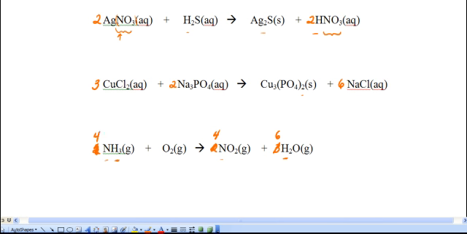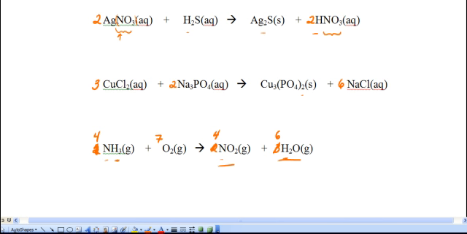And now let me just double check. I have 4 nitrogens, 4 nitrogens. I still have 12 hydrogens here, 12 hydrogens over here. And now if I count out my oxygens, I have 4 times 2 is 8 oxygens here, plus the 6 times 1 gives me 6 oxygens here, so that's a total of 14. So if I put a 7 out in front of that oxygen, that gives me 14 oxygens.